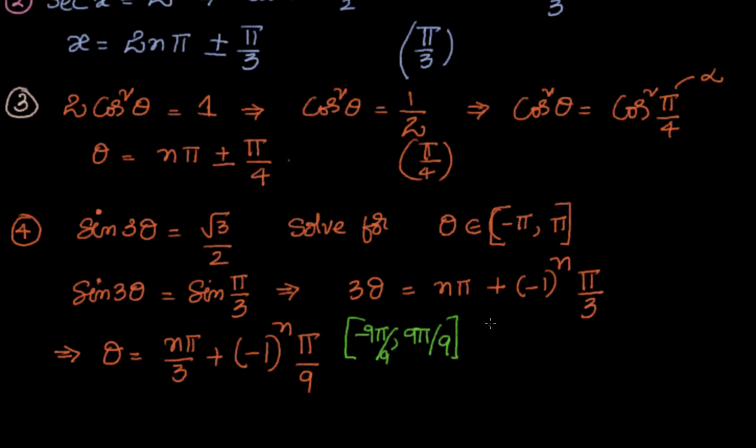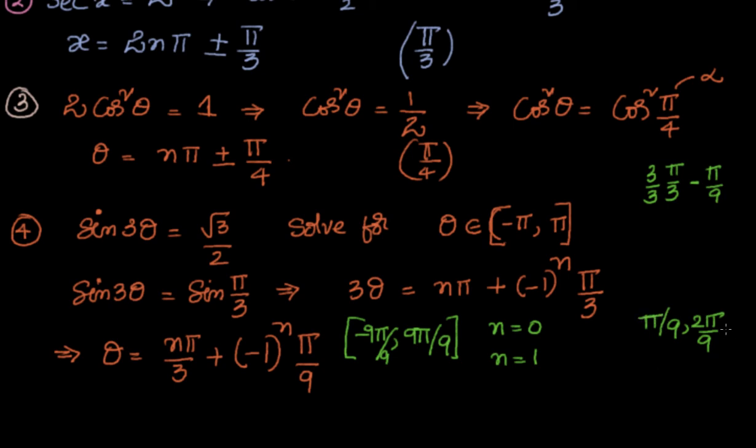Okay, now let me put n equal to 0. If I put n equal to 0, this becomes 0, and I will have pi by 9. That is my first solution. If I take n equal to 1, this is pi by 3 plus (minus 1) to the power of 1, that is minus pi by 9. Pi by 3 minus pi by 9. Since I have 9 here, I will multiply with 3. This becomes 2 pi by 9.